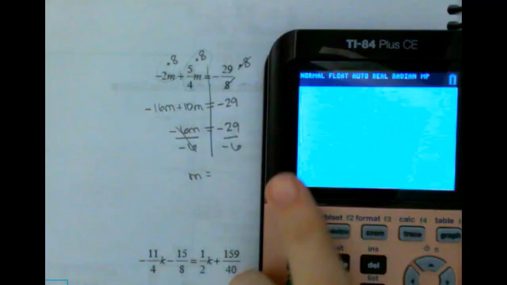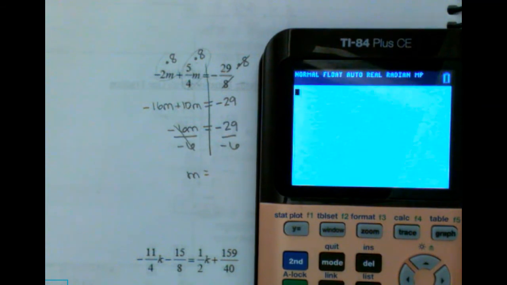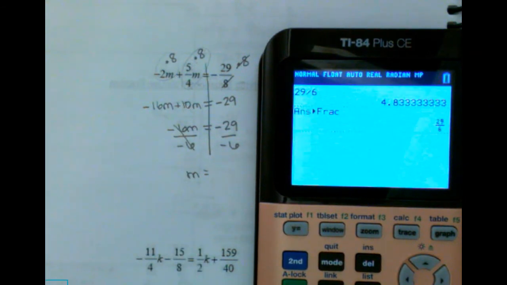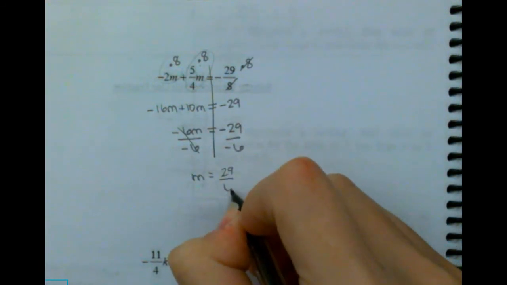If you're not sure if 29 and 6 reduces, the calculator will tell you. So do 29 divided by 6, hit math, enter, enter. It doesn't reduce. I still get 29 over 6, so you're just going to leave your final answer as 29 over 6.